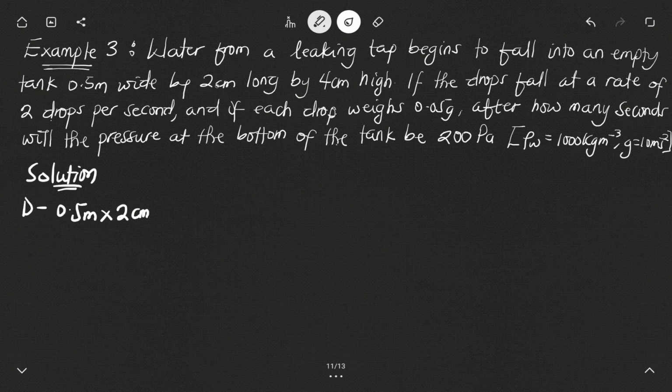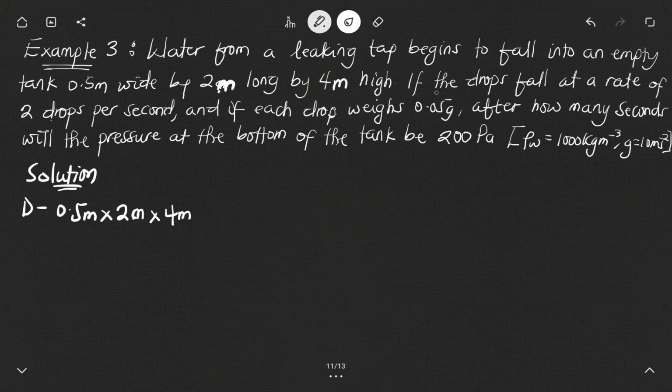Sorry, this is 2 meters, so it's supposed to be meters, not centimeters. So it's 2 meters wide, okay, and then this is also supposed to be in meters, so apologies for that. So it is 0.5 meters by 2 meters by 4 meters, right? That is the dimension that I have.